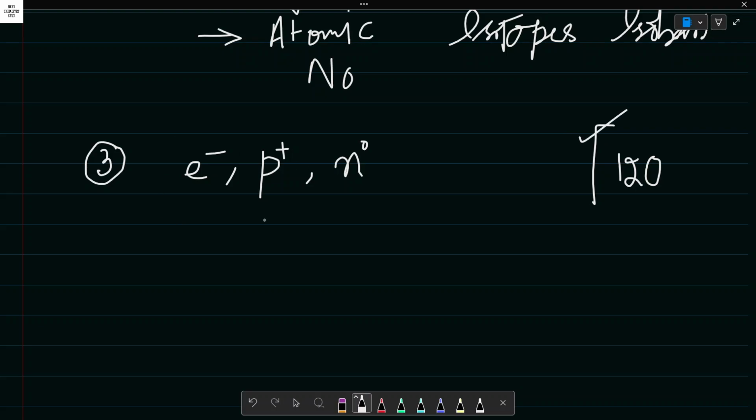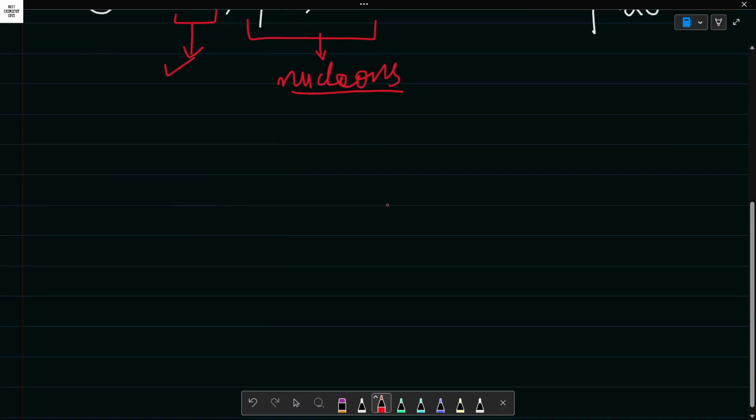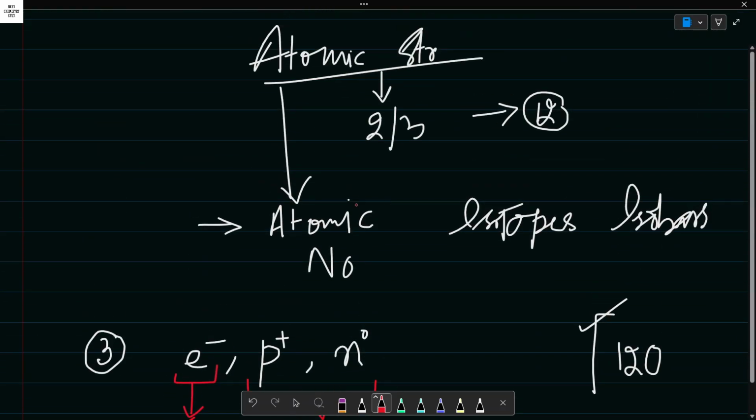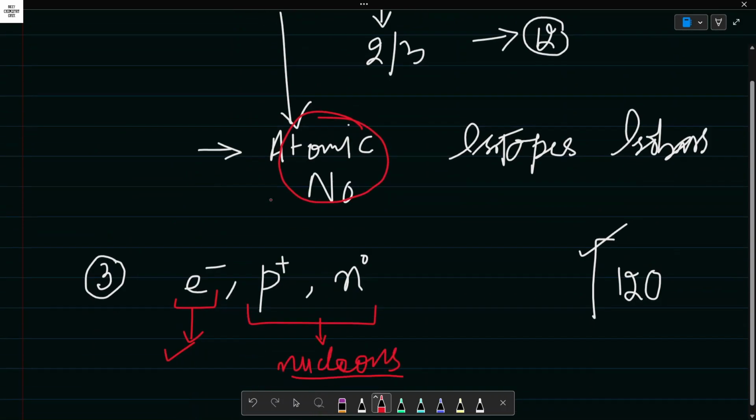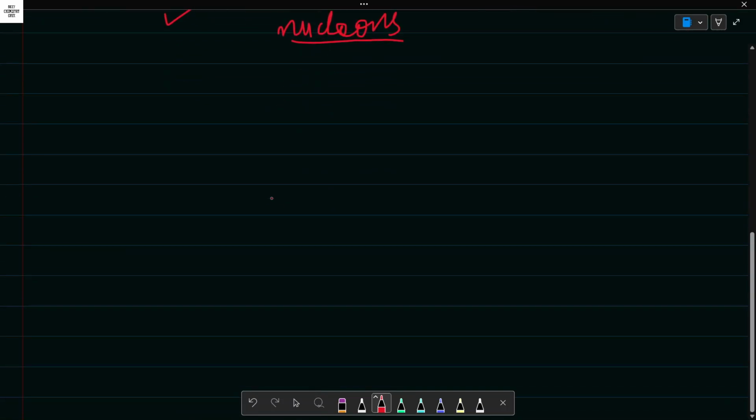These are the particles that actually constitute the atom, and out of these, protons and neutrons are called nucleons. Why? Because they are found in the nucleus, and the electron is found outside the nucleus. All right. So in order to understand this concept of atomic number, you need to understand the basic things. Every atom has a specific number of protons in its nucleus.